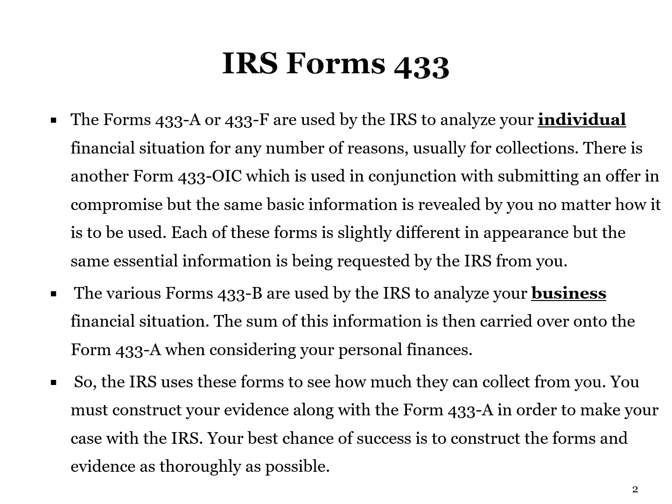The various forms 433B are used by the IRS to analyze your business financial situation. The sum of this information is then carried over onto the form 433A when considering your personal finances. So, the IRS uses these forms to see how much they can collect from you. You must construct your evidence along with the form 433A in order to make your case with the IRS. Your best chance of success is to construct the forms and the evidence as thoroughly as possible.